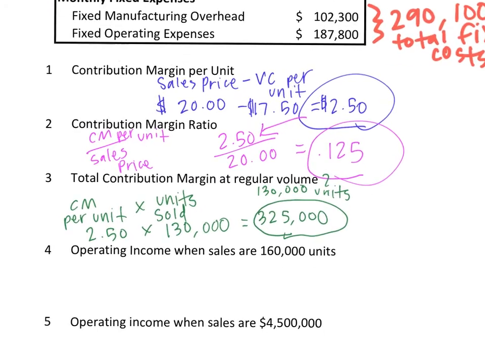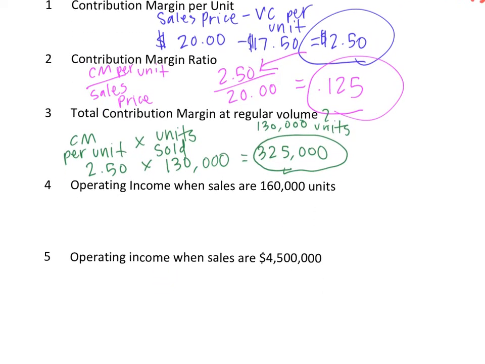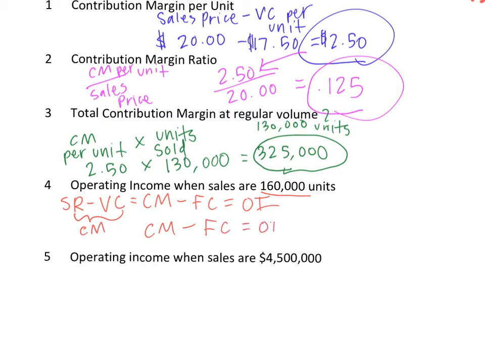Now we can go to question 4, which is operating income when sales are 160,000 units. The first thing we need to do here is think about what the contribution margin income statement formula is. Sales revenue minus variable costs equals contribution margin minus fixed costs equals operating income. Since we know that sales revenue minus variable costs equals contribution margin, we can rewrite the equation in a shorter format by just saying that contribution margin minus fixed costs equals operating income. We're going to use the short equation in order to solve this question quickly.